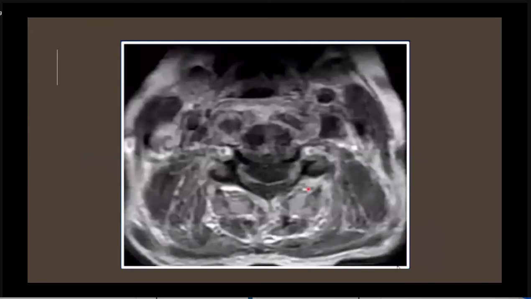On axial image, this is better defined, where we can see here we have a rim-enhancing collection within the longus colli and the longus capitis muscles, which is in the prevertebral space. This is in contrast with infection in the retropharyngeal space or danger space that usually spares the prevertebral muscle.